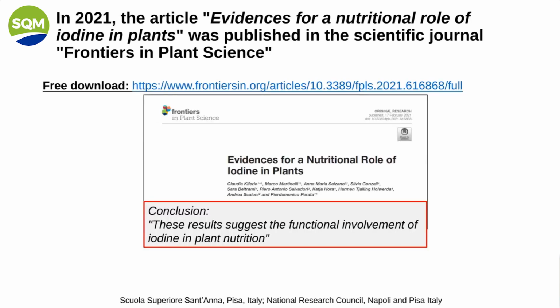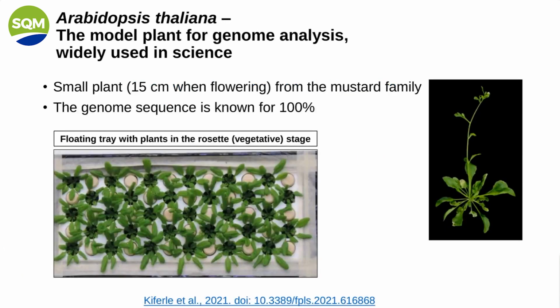The main evidence for a nutritional role of iodine in plants was published in 2021 in this article in Frontiers in Plant Science, which you can download for free. The work was performed by scientists at the Scuola Superiore Sant'Anna in Pisa, Italy, and of the National Research Council in Naples. And also myself and my colleague Harmen Tjalling Holwerda were involved in this research. The main conclusion is that iodine has a nutritional role in plants.